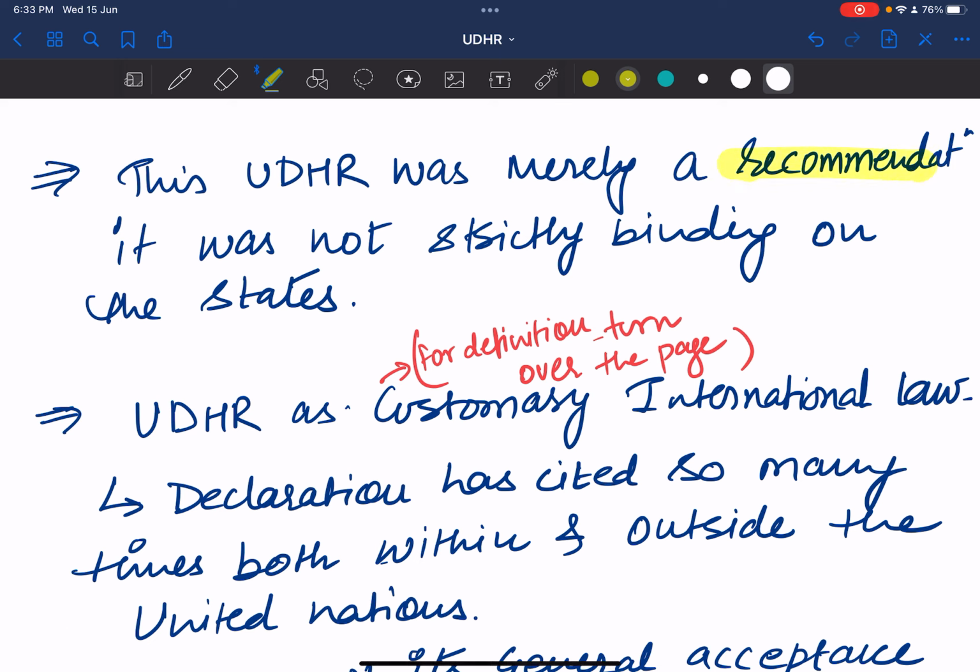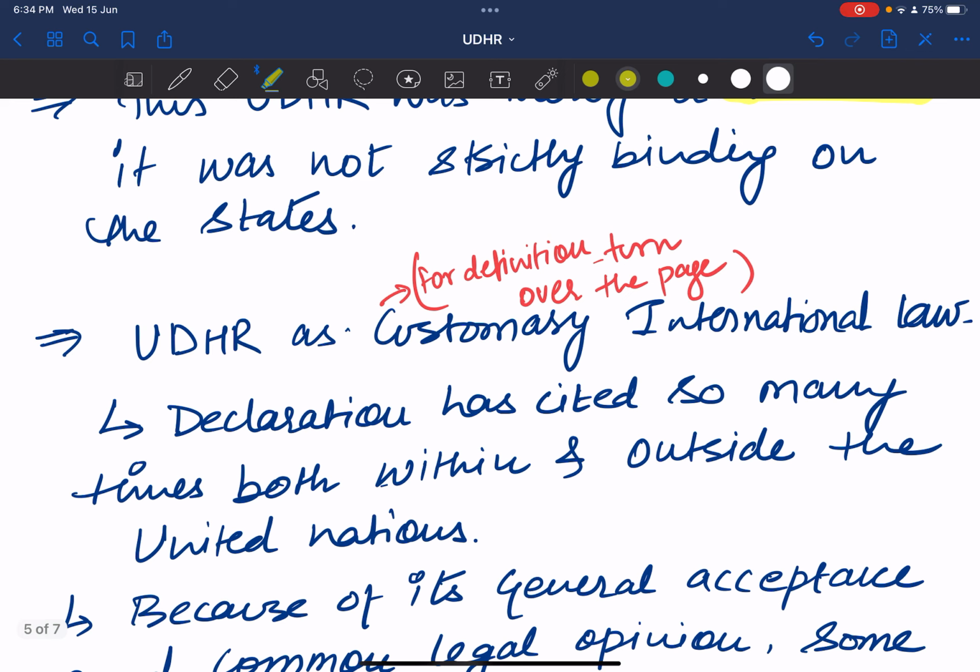This UDHR was merely a recommendation. It was not strictly binding on the states. As I said earlier, there was no legal enforcement, as this was just a recommendation. All right, this was just proposed. This is how the United Nations should set its goal. Peace, security, and these human rights are also the fundamental base of the United Nations.